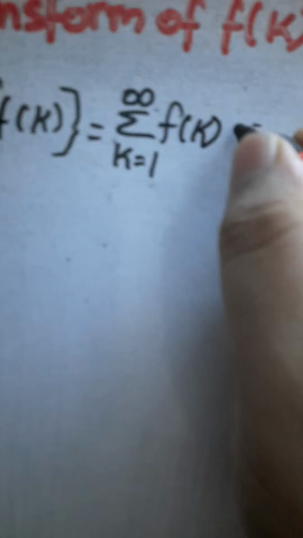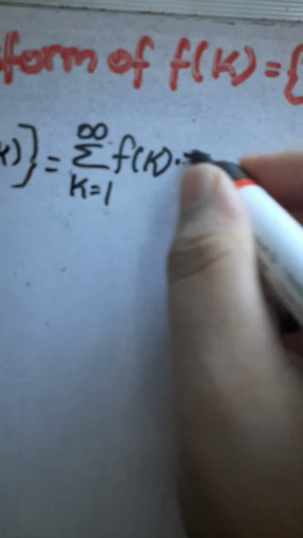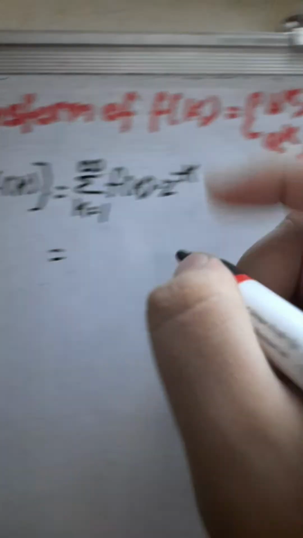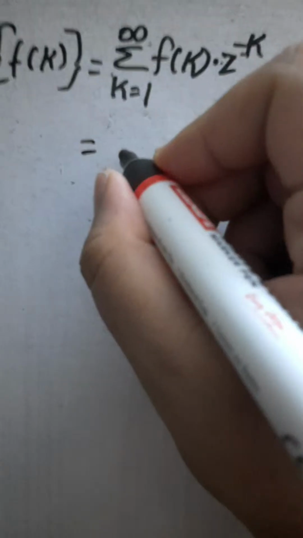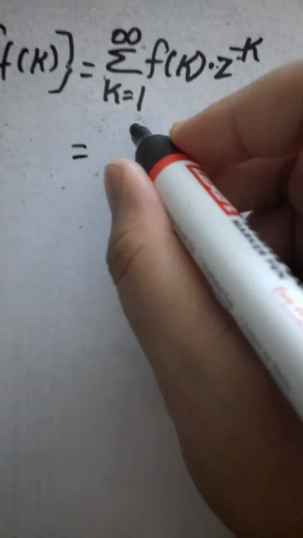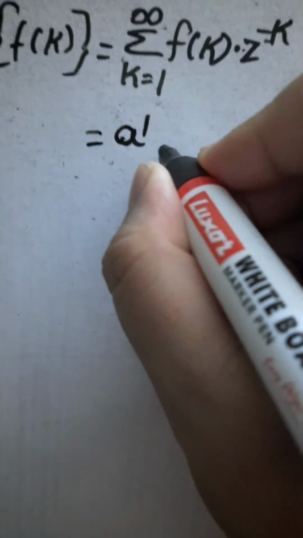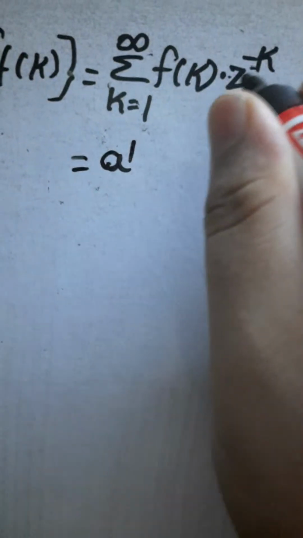f(k) into z raised to minus k. Here we go. So in case of a, we have it, going from 1 to infinity. So a raised to 1. So f(k) is a raised to k, right?